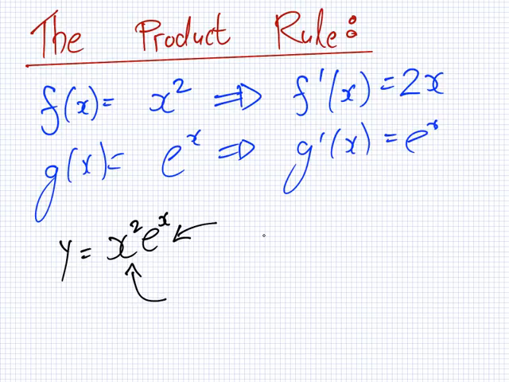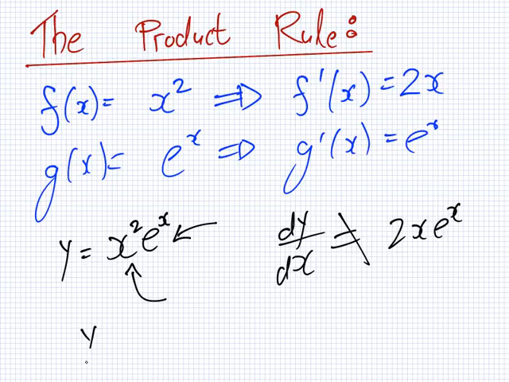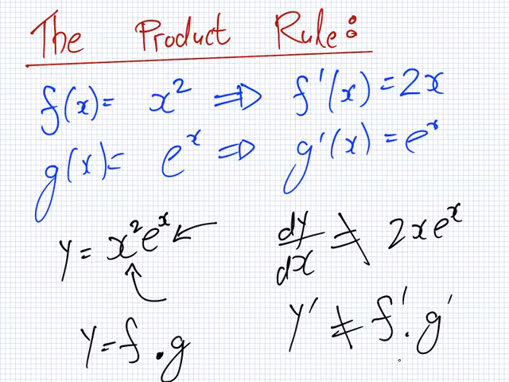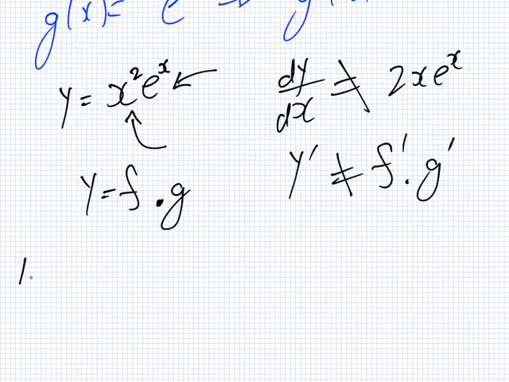Well, the first thing to tell you is it's not this. In other words, if y equals f times g, the derivative is not f derivative times g derivative. Okay, so that's not the rule. And I can show you with a simple example why it's not this.